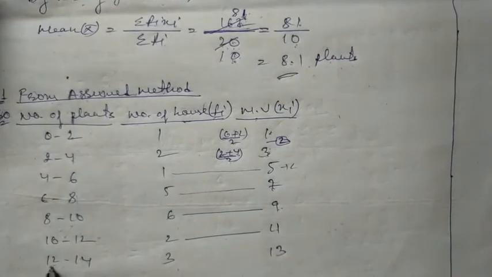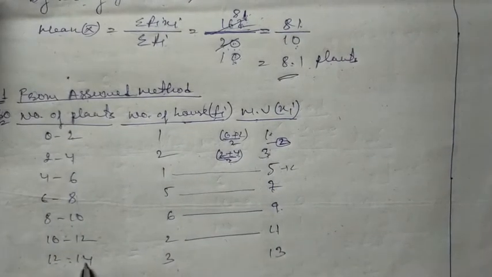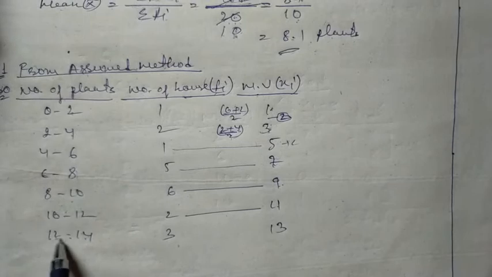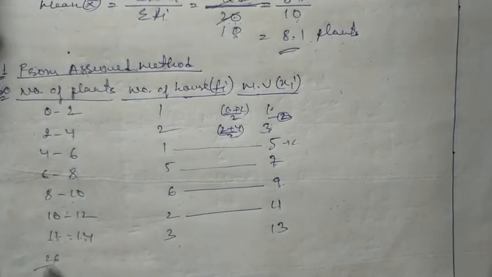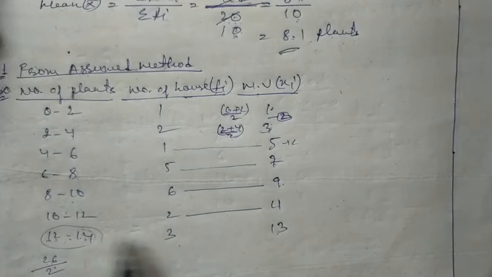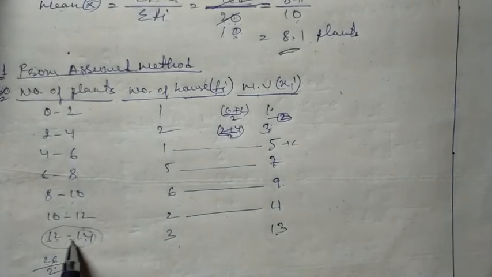You see, if you add 12 plus 14, 2 plus 4 is 6, 1 plus 1 is 2. If you divide by 2, half of 26 is 13. So we have got the mid value of this class interval as 13. You don't have to add again and again.